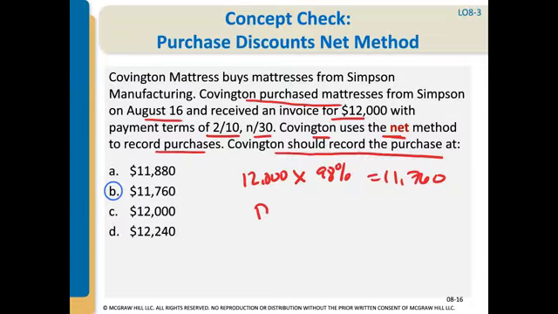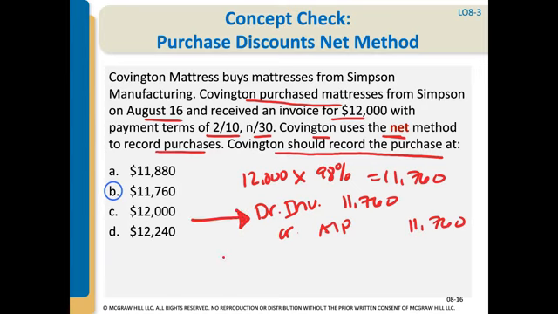That amount is 11,760. So they're going to debit their inventory for 11,760 and credit accounts payable. When you're looking at your total ending inventory under the net method, it's 11,760. If they were to use the gross method, it would be 12,000. So just to highlight, the differences between net and gross will affect what your ending inventory might be.